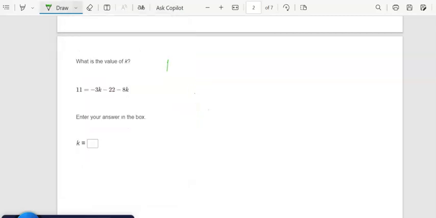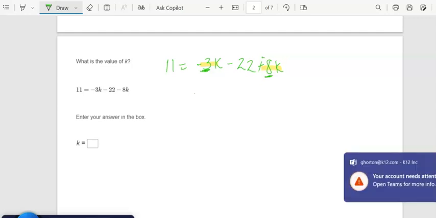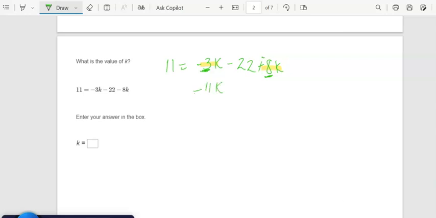So here we go. I'm going to rewrite it. 11 equals negative 3k minus 22 minus 8k. All right, first of all, we need to combine like terms. So you have negative 3k, you have minus 8k. The minus is, remember, the same as plus negative. So you have the negative 3k and the negative 8k. So just put the negative 3 and negative 8 together. That's going to be negative 11k. You still have the minus 22.